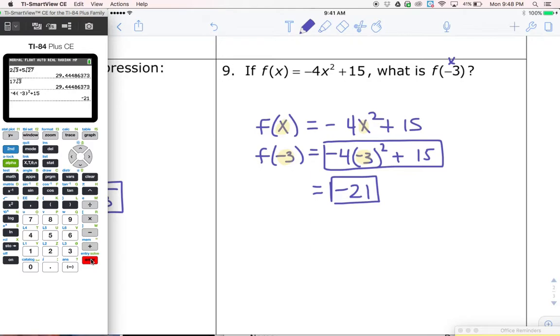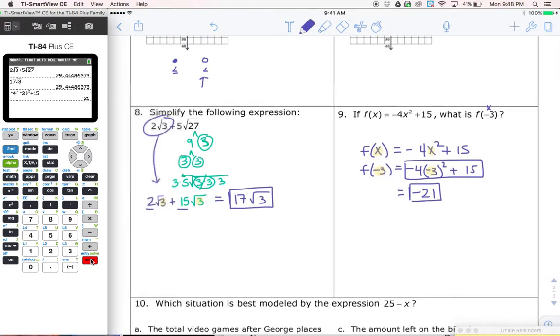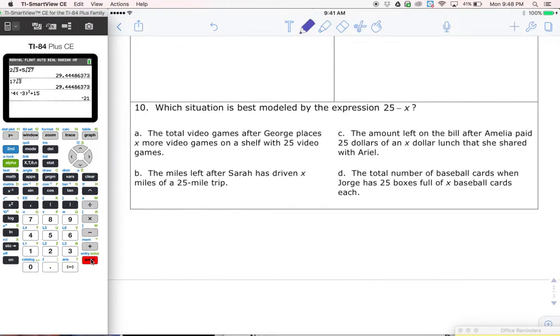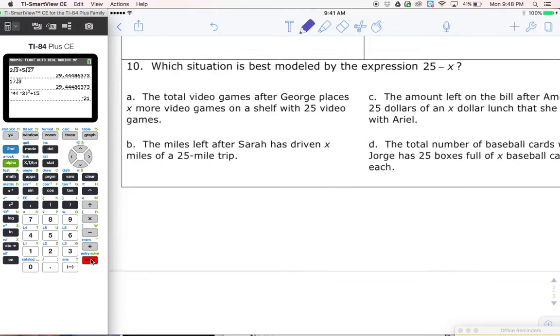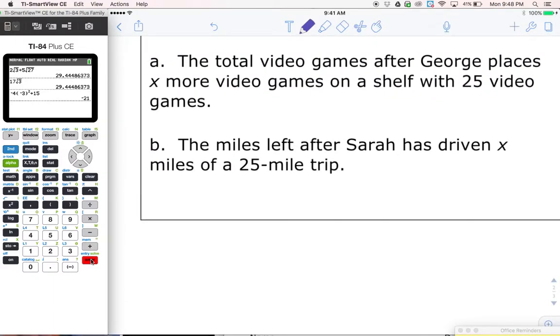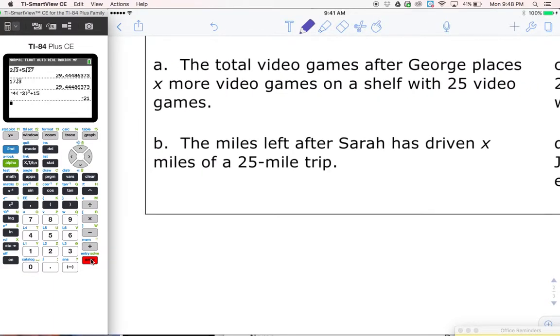Okay? All right. Now we're going to do the last one, problem 10. Okay, in problem 10, it says, which situation is best modeled by the expression 25 minus x? I'm actually going to forget the problem here for a second. I'm going to focus on each individual one of these, okay? All right, A. How would I write this in algebra? The total video games after George places X more video games on a shelf with 25 video games. So it's saying he had 25 and he's putting X more. So we're adding X to the 25 that was already there.